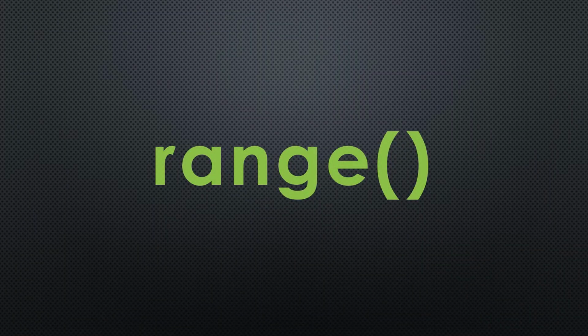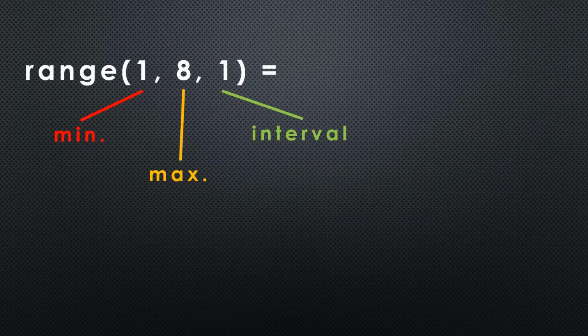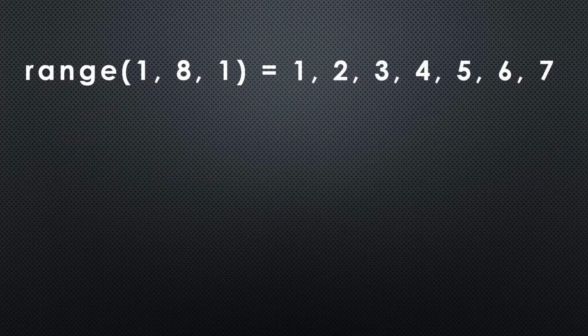The second function we're going to look at today is the range function. This is conceptually very simple, but is super useful in Python. It takes 3 arguments: a minimum, a maximum, and an interval. The range function automatically creates a series of equally spaced numbers from the minimum to the maximum according to the specified interval. It should be noted, however, that the maximum value is never included in the series.